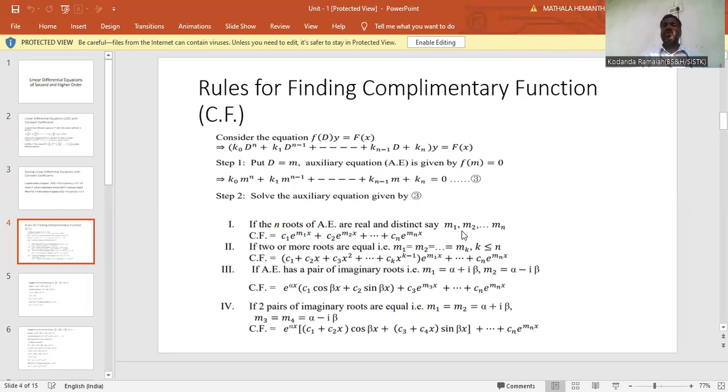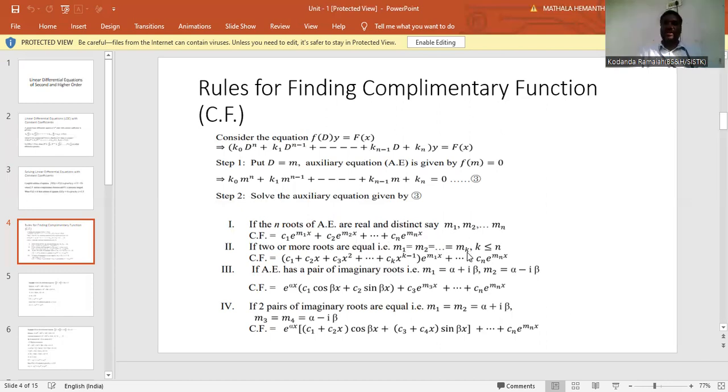So here two roots are different, distinct. In that case, we can write only up to two terms. In the same way, if three roots are different and distinct, we can write up to the third term of this general complementary function. And next, if two roots are equal, that is m1 equals m2 equals and so on m suffix n.